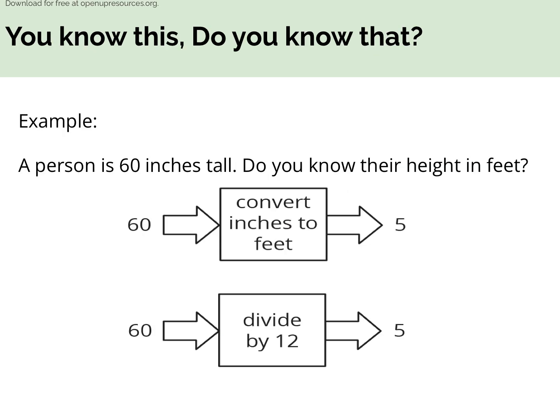So now we're going to go into function diagrams. So we have an input, a function diagram, and then an output. So if we're looking at a person who is 60 inches tall, do you know their height in feet? So we can take the 60 inches tall and convert it to feet. How do we do that? We're going to take the 60 and divide it by 12, and that makes the 5 feet. So again, this is an example of an input-output diagram, and we're going to be making those and creating those ourselves.